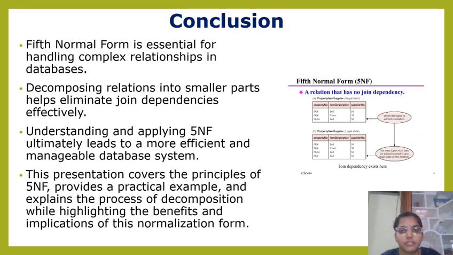The conclusion of this topic is that fifth normal form is essential for handling complex relations in databases. Decomposing relations into smaller parts helps eliminate joint dependencies effectively. Understanding and applying 5NF ultimately leads to a more efficient and manageable database system. This presentation covers the principles of 5NF, provides a practical example and explains the process of decomposition while highlighting the benefits and implications of this normal form.